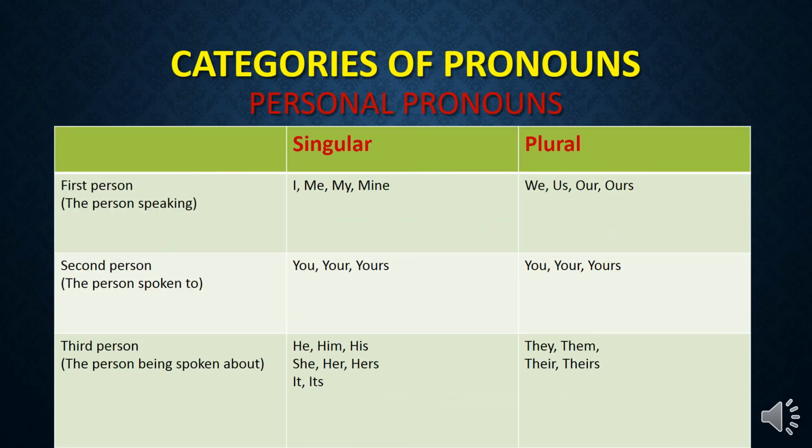Etc. Then the categories of pronoun or personal pronoun. What does it mean? First person, second person and third person. The first person is the person speaking. For example, I, me, my and mine, or we, us, our and ours. And the second person is the person spoken to. For example, you, your and yours. And the third person is the person whom we speak about. For example, he, him, his, she, her, hers, it, its, or they, them, their and theirs.